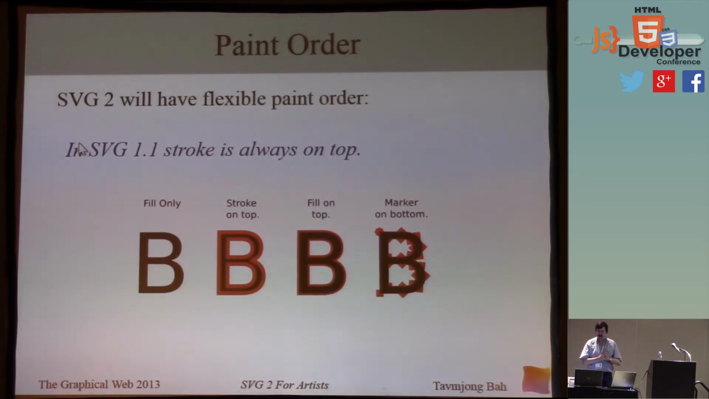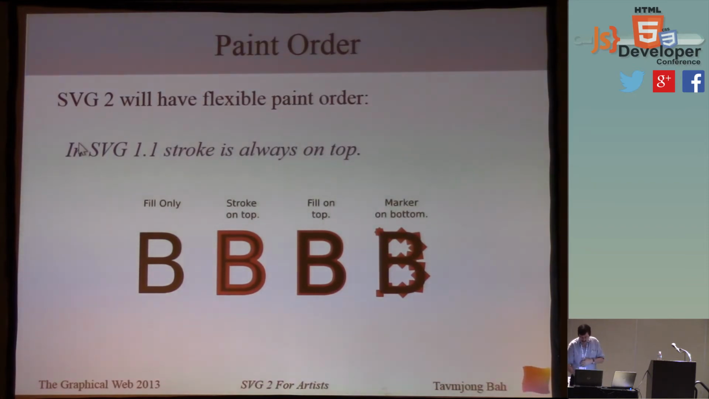Okay, so those were the things that dealt with CSS. Now I'm going to move to the SVG stuff that's in SVG2. SVG2 will have flexible paint order. In SVG 1.1, the stroke is always on top, which is not so good if you want to just outline some text, because that distorts the shape of your text.